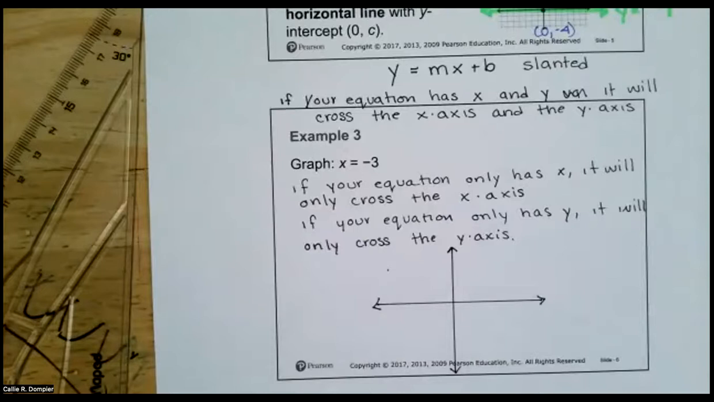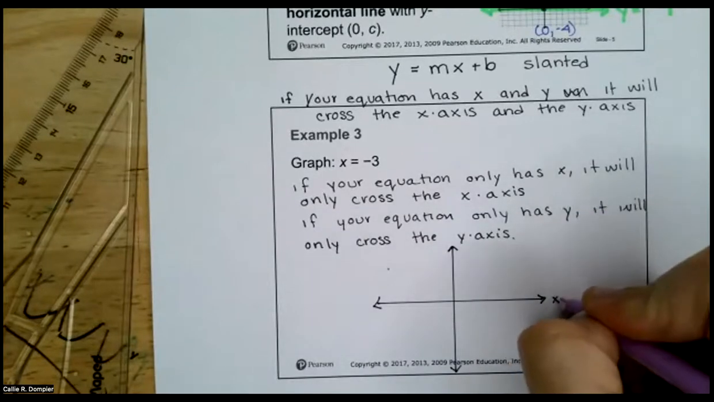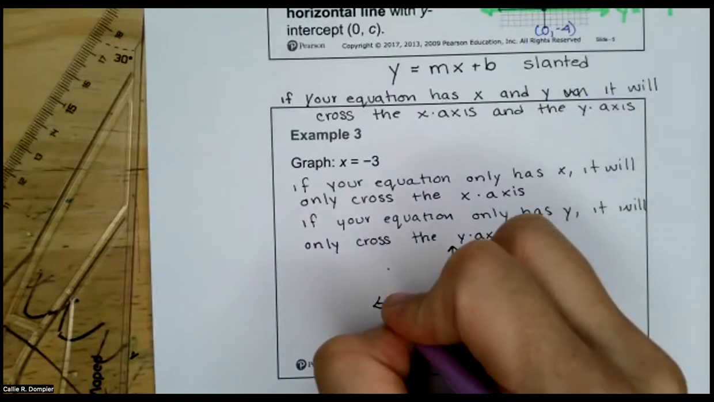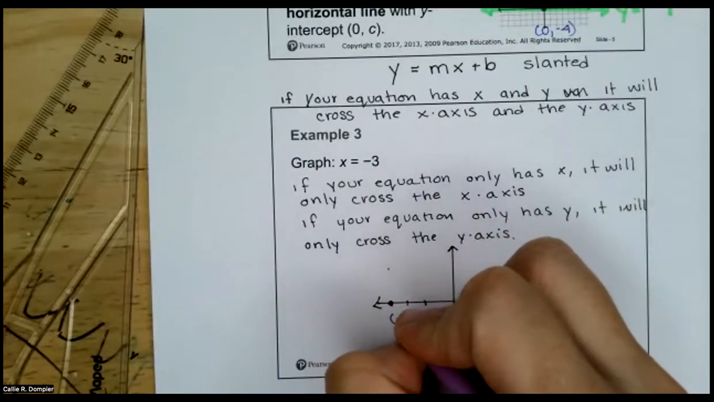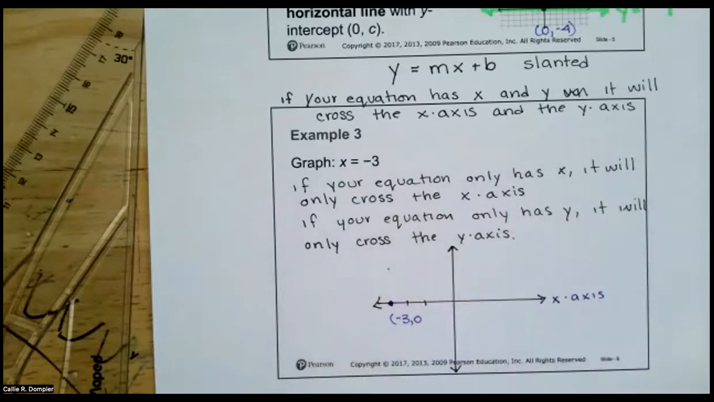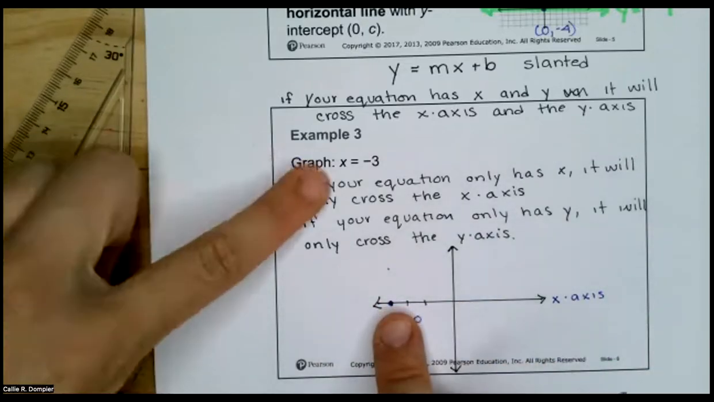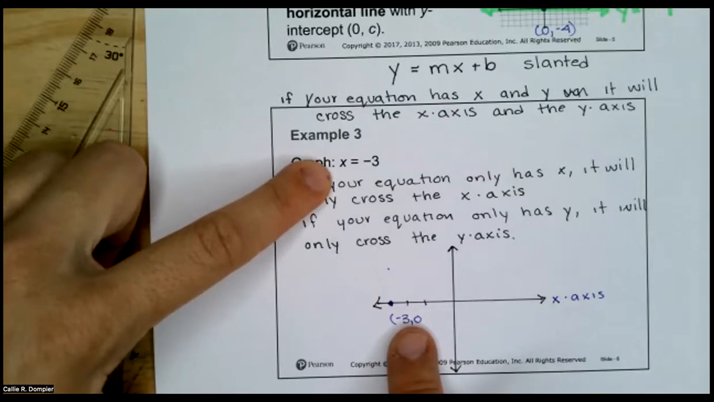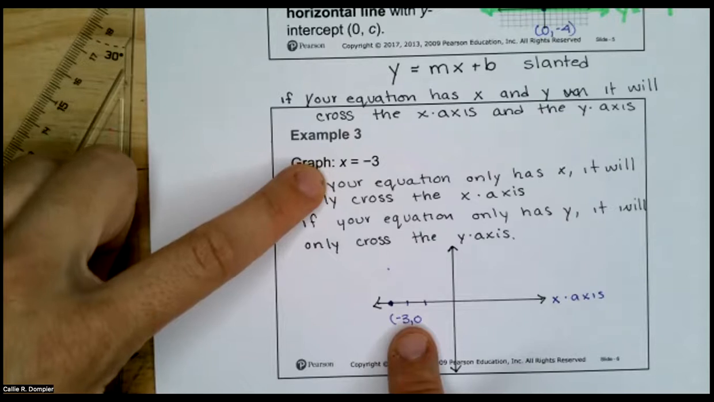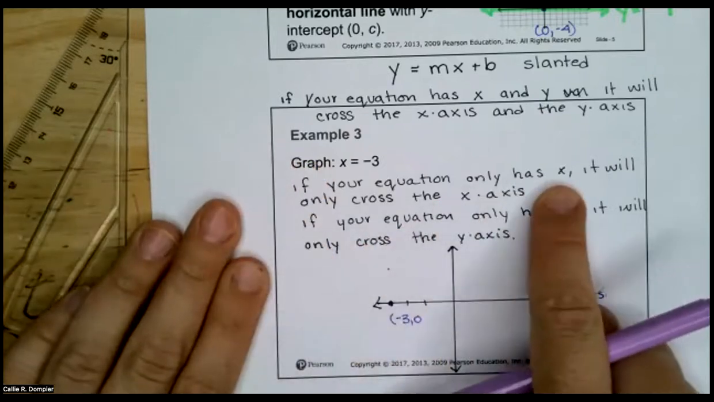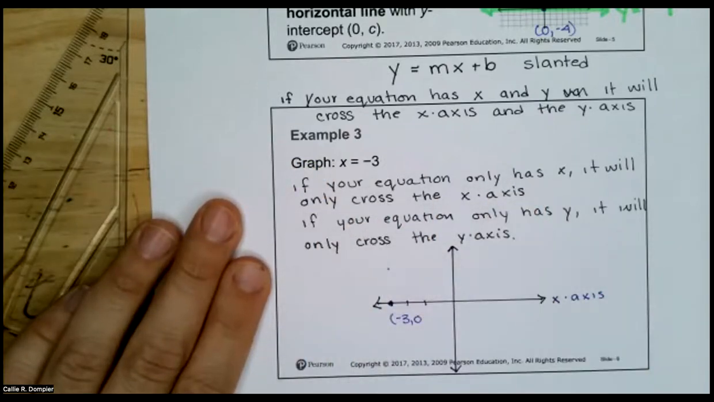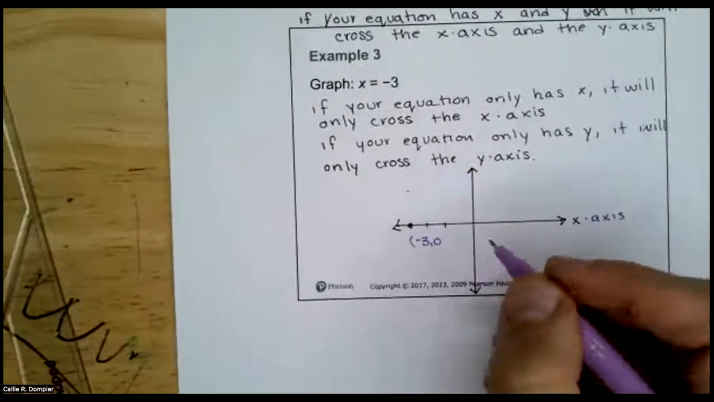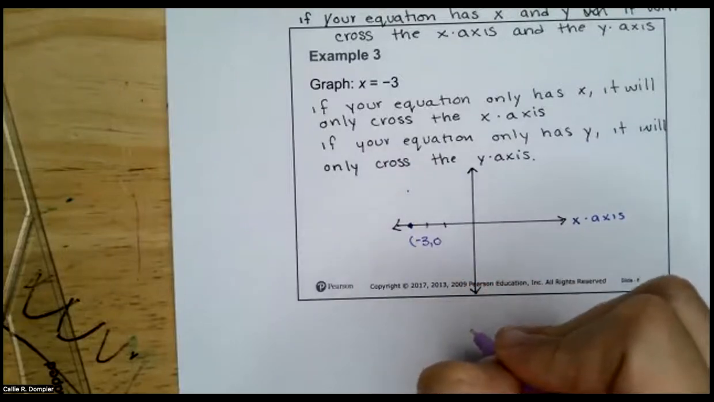So find, here's your x-axis, -3 on my x-axis. So this is -3, 0. Good. It doesn't have a y, so I know it can't be a slanted line. It has to be a straight line. It has an x, it will cross the x-axis. Okay. Or it passes through the x-axis at -3.